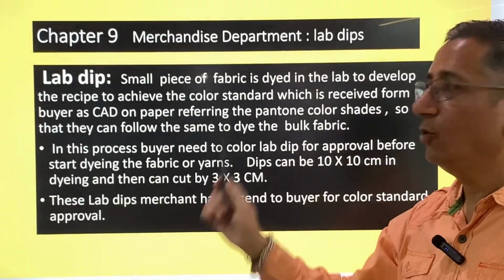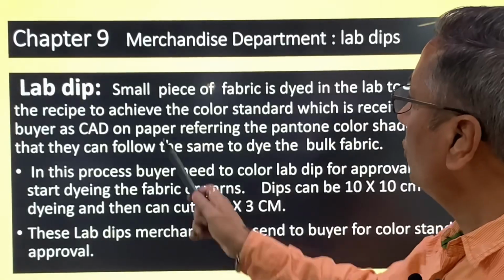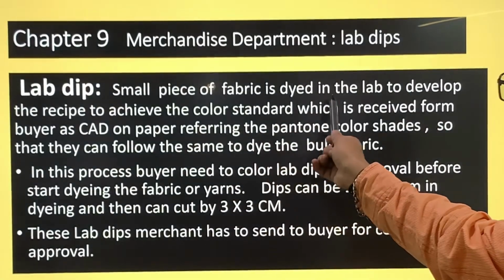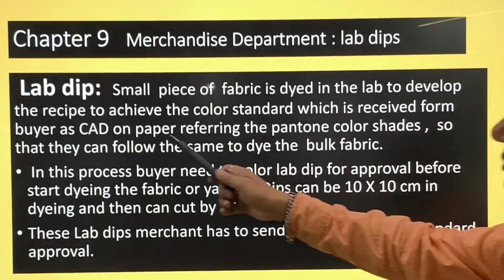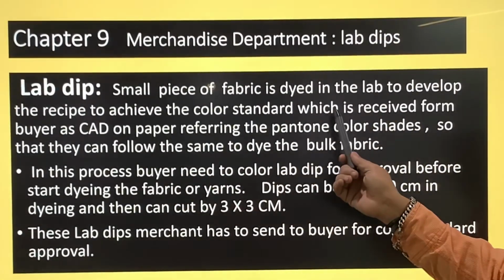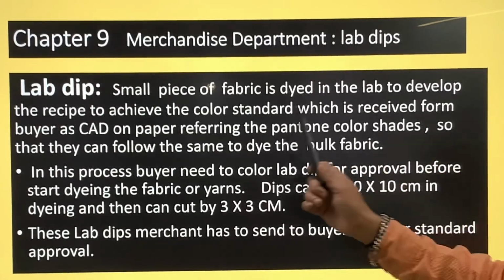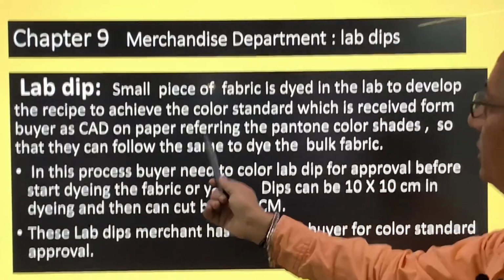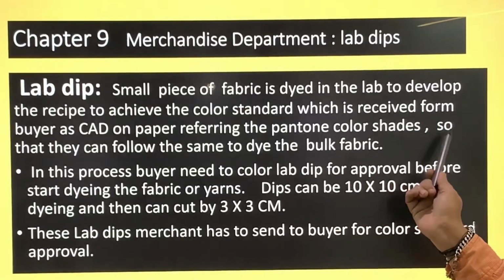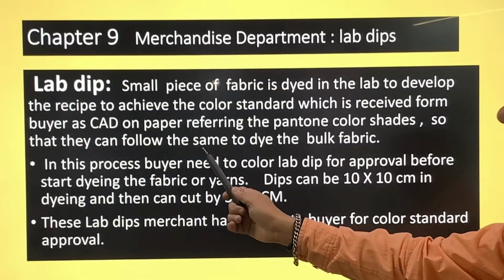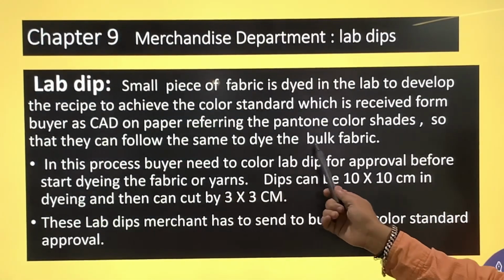Topic is lab dip. What is lab dip? So a small piece of fabric is dyed in the lab to develop the recipe to achieve the color standard which is received from the buyer as CAD on paper, referring to the Pantone color shades so that they can follow the same to dye the bulk fabric.